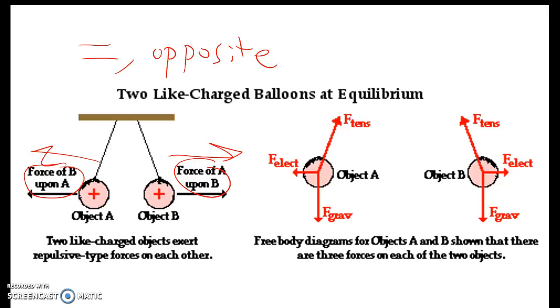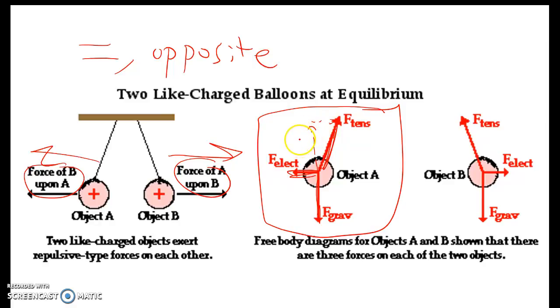Now, what this looks like in a free body diagram. Here is object A. You've got your tension force at an angle, you've got gravity and electrical force. So if this thing's standing still, we take the tension force and break it into two parts. The y component of my tension force is equal to the force of gravity. And then the x component of my tension force is equal to the electrical force. Because it's not moving, all forces have to be balanced. And so that's what we expect to see.